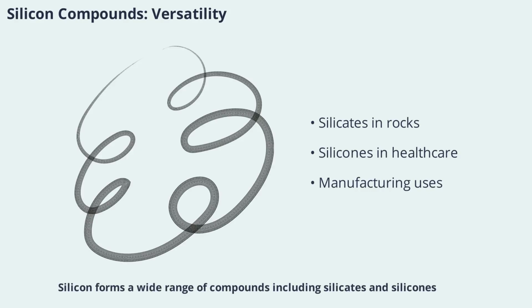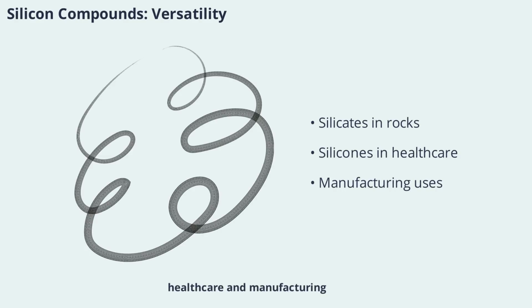Silicon forms a wide range of compounds including silicates and silicones. Silicates are the main components of rocks and minerals, while silicones are used in medical implants, lubricants, and sealants. The versatility of silicon compounds makes them essential in construction, healthcare, and manufacturing.